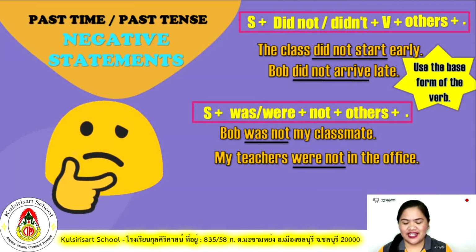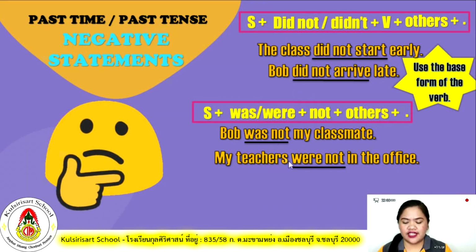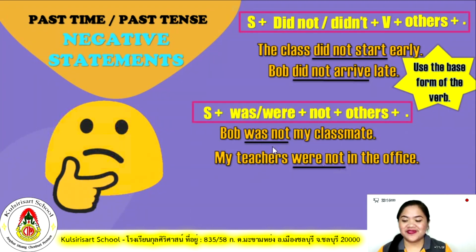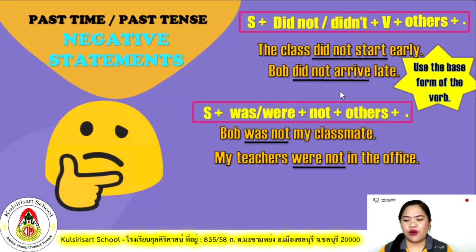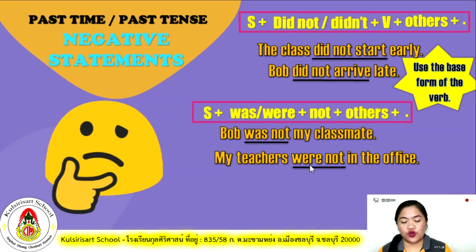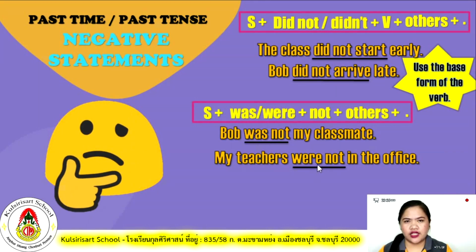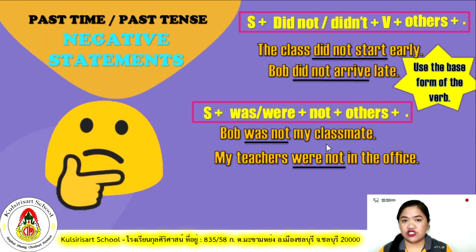But as what you can see, try to look at this. Was not, were not. They don't have any verb after them. But here, did not start, did not arrive. That's what I told you a while ago, that if you use did, it uses a verb. But when we use was or were, it does not use a verb after them. It uses any other words. It can be an adverb, it can be an adjective, but mostly it uses an adjective.